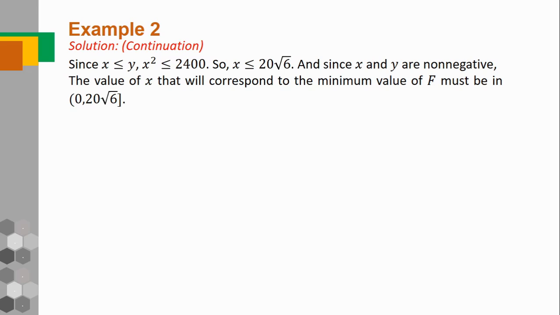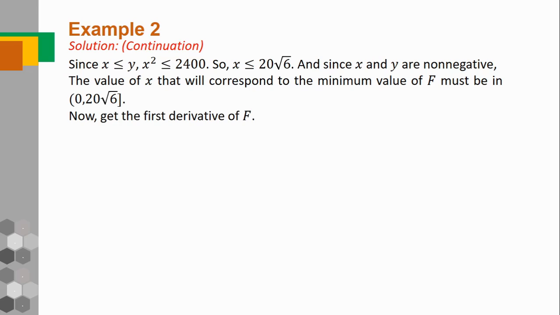Now, since x is less than or equal to y, x squared must be less than or equal to 2,400. So x is less than or equal to 20 square root of 6. And since x and y are non-negative, the value of x that will correspond to the minimum value of f must be in the interval 0 to 20 square root of 6.